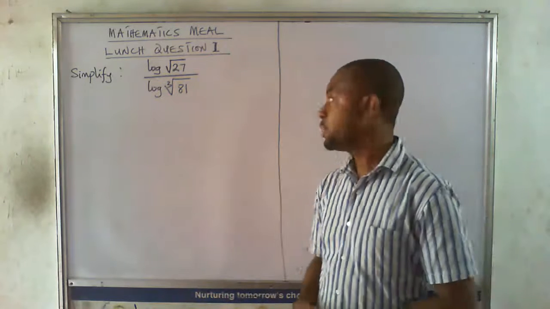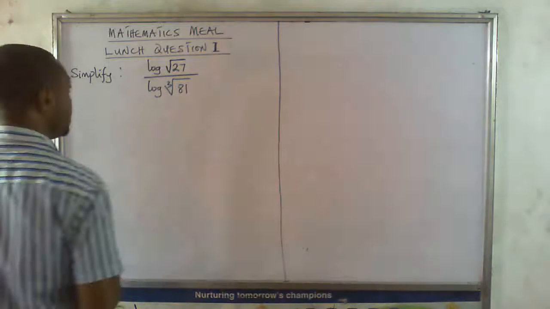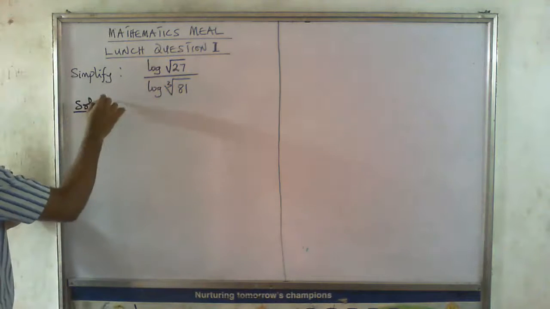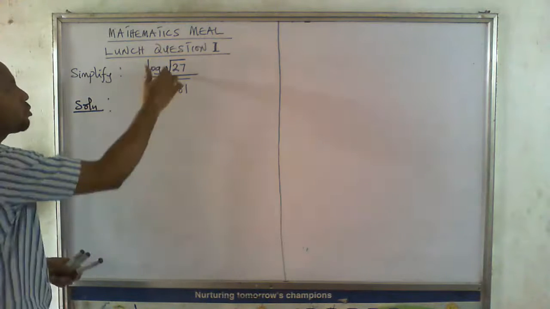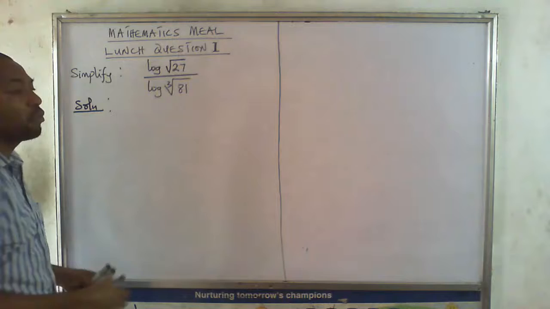All right, let's begin and produce a solution to this problem. So we have lunch question 1. We are asked to simplify log square root of 27 divided by log cube root of 81.